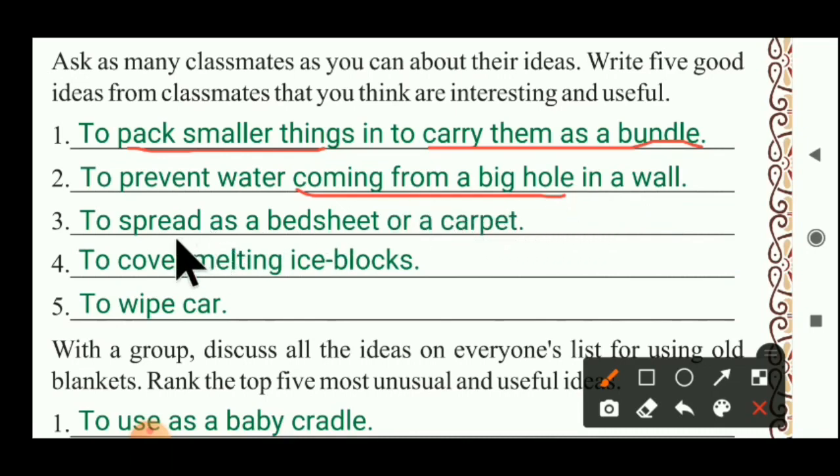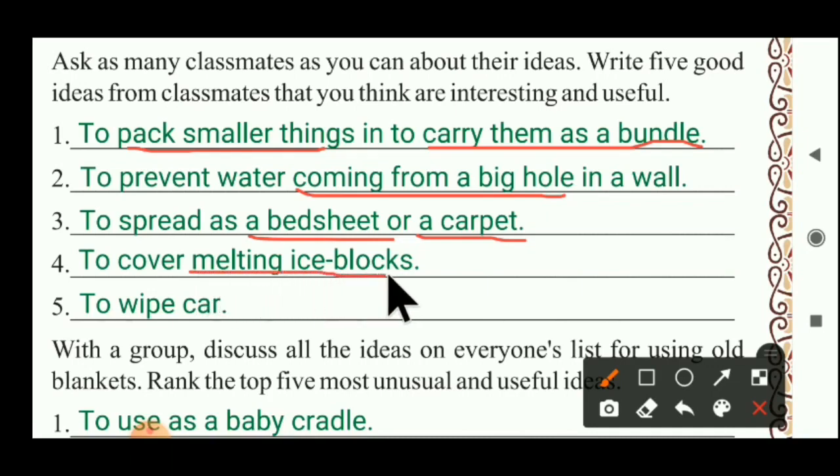Third idea, to spread as a bed sheet or a carpet. He used that old blanket as a bed sheet or a carpet. Can you understand? Bed sheet means ochad, or as a carpet, to spread. Fourth idea, to cover melting ice blocks. He also used it to cover melting ice blocks.